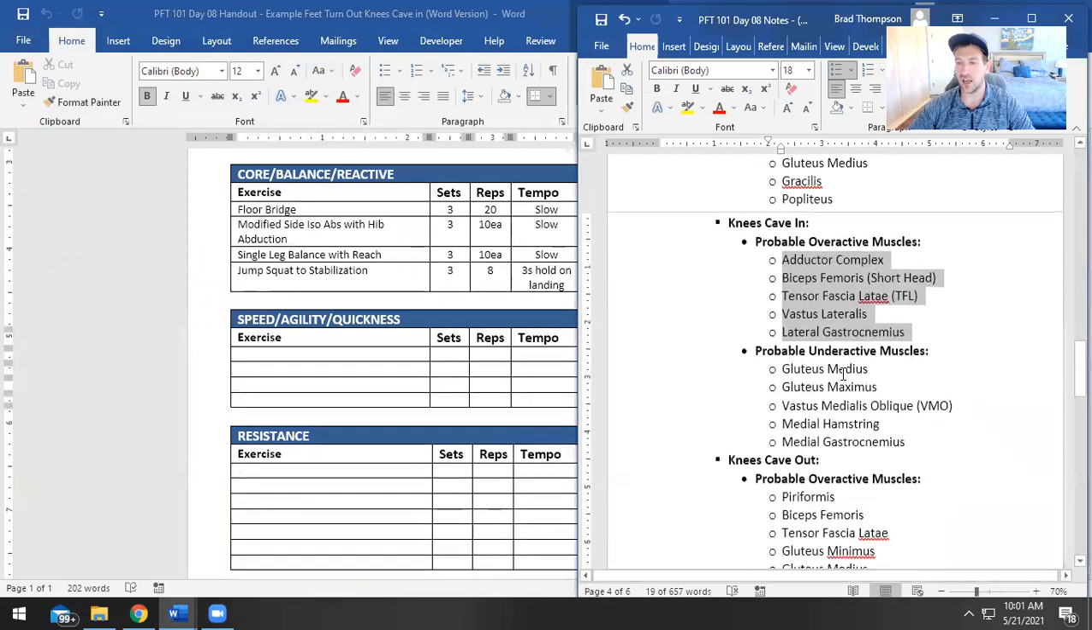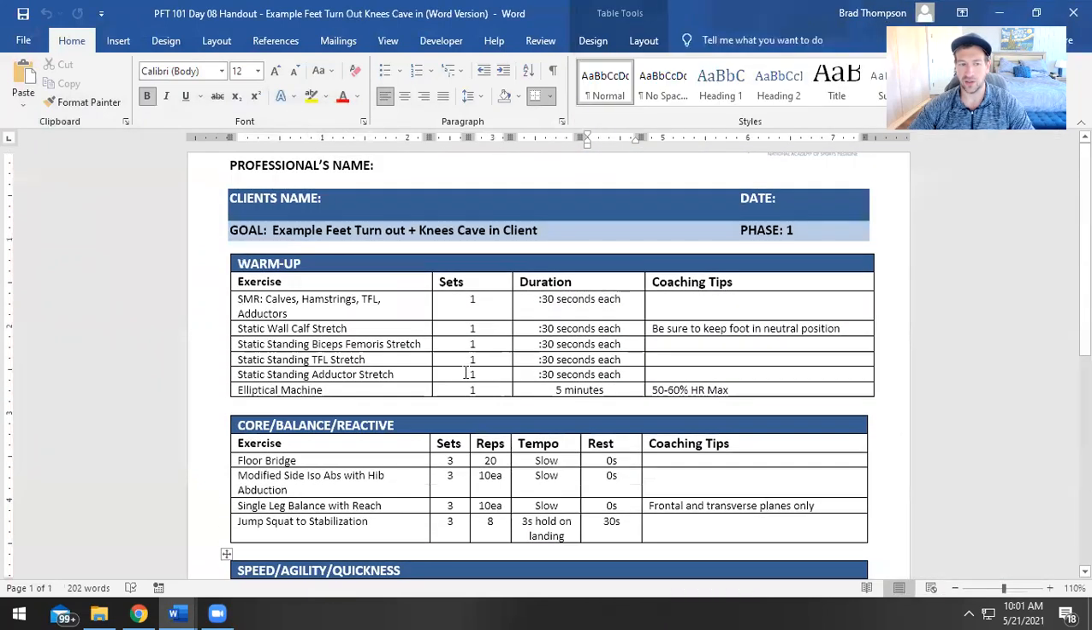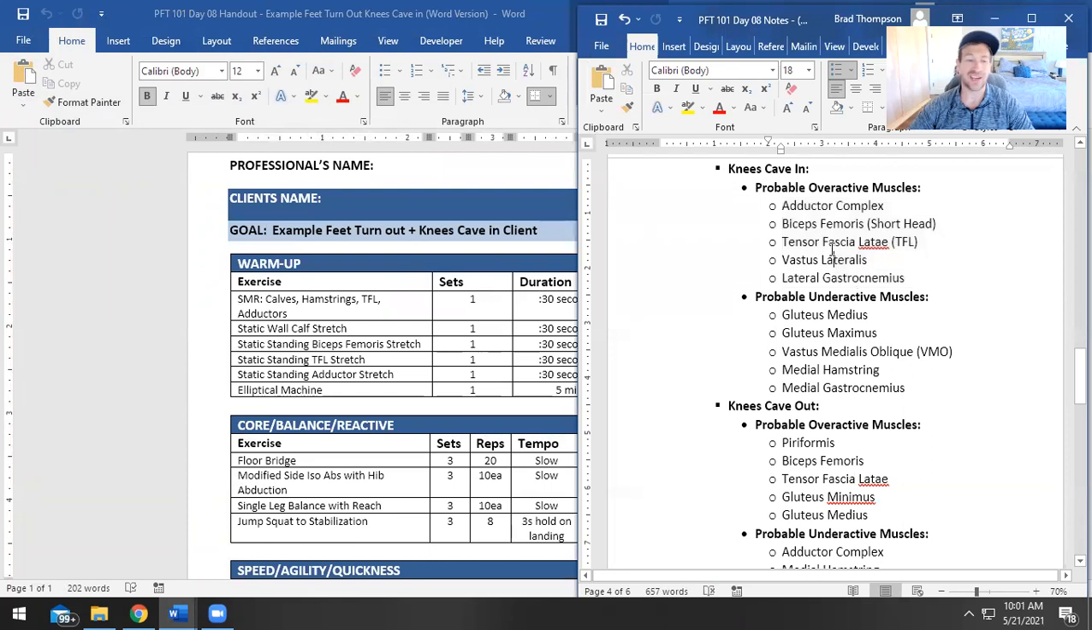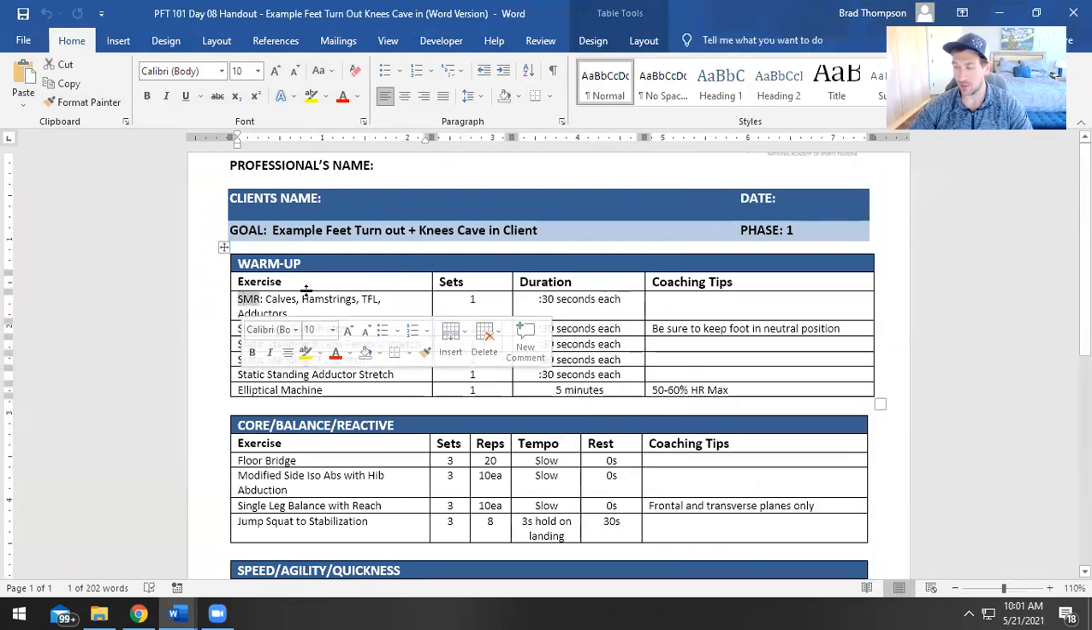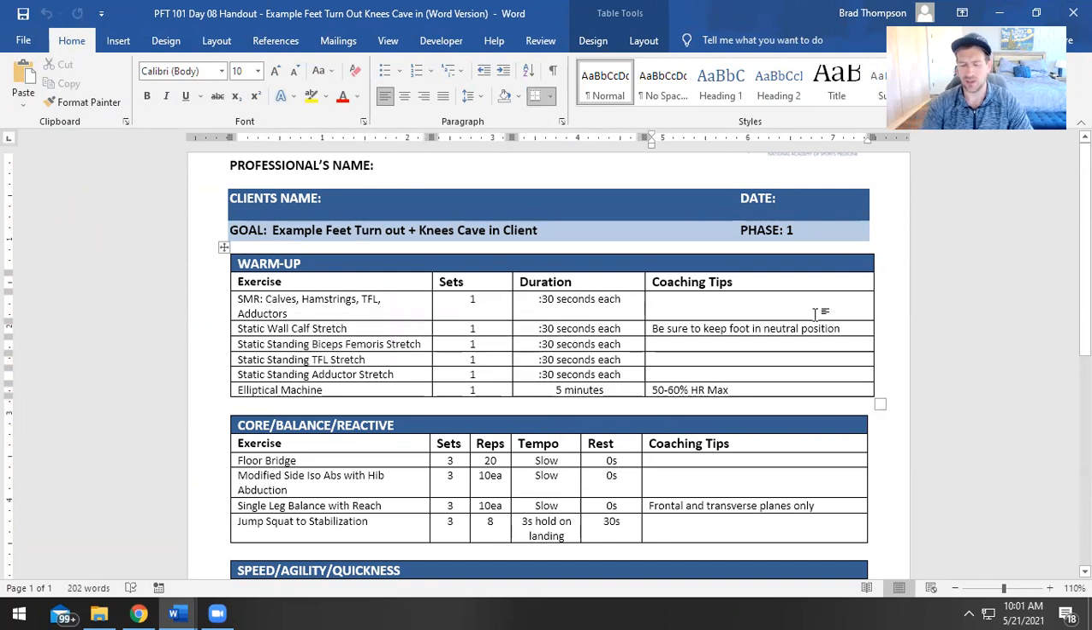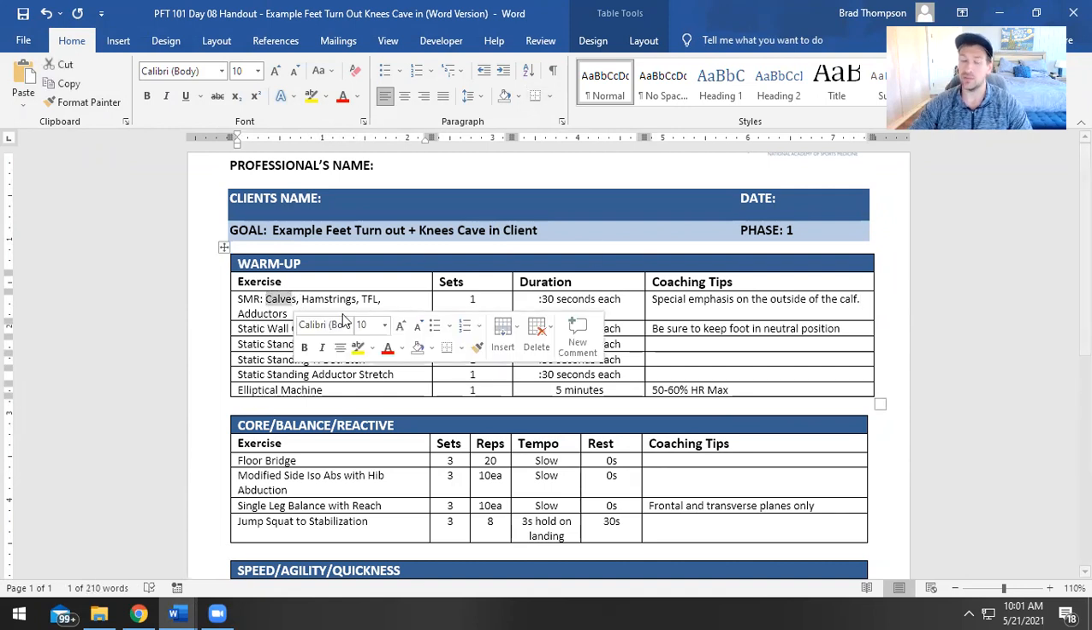So if we look here, our first muscle that's overactive on the list, actually, sorry, I don't have these in a very good order. The first muscle we'll look at, we see the lateral gastrocnemius. So we are going to foam roll. We're going to SMR the calves, right? And then I would probably put a coaching tip in. I would say special emphasis on the outside of the calf, right? That's going to make sure that they really do get on that lateral gastrocnemius instead of the medial, right? They're not just rolling their calves in general, they're rolling the outside portion of the calf.